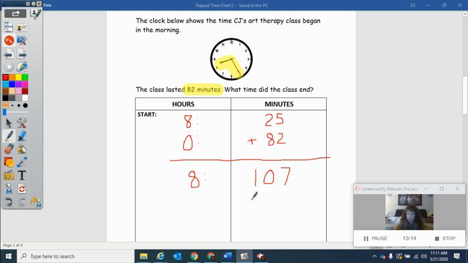But that looks like a very weird time. 8:107, that doesn't make any sense. Or 107 minutes after 8. Well, we know that that's not how we would normally say time, right? That this 107 minutes is more than an hour, because an hour is how many minutes? 1 hour is equal to 60 minutes.